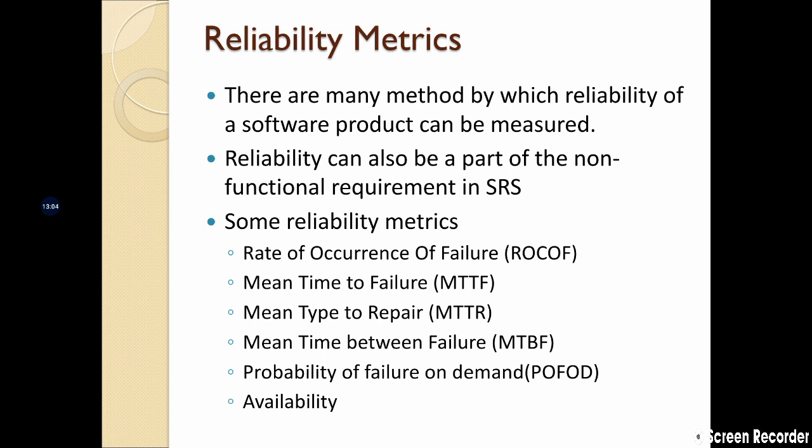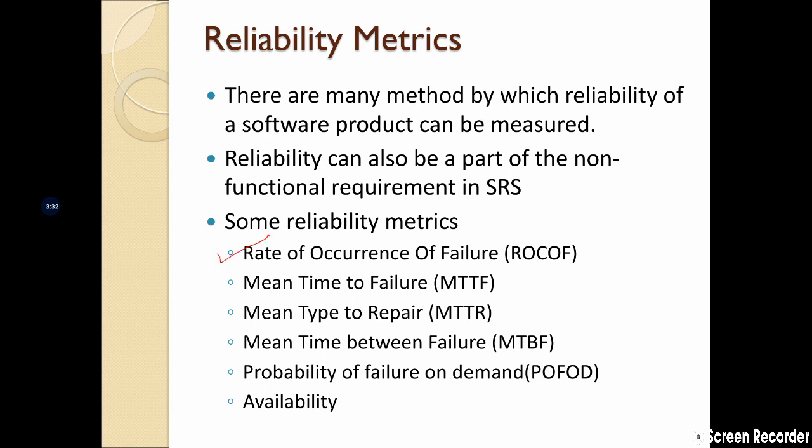The question now is, how do we measure the reliability of software? Reliability is also a part of the non-functional requirements in an SRS, and there are certain metrics by which we can measure the reliability of software. I have listed down 6 here, and these 6 are important. So what are these metrics? Let's look at each one of them one by one.